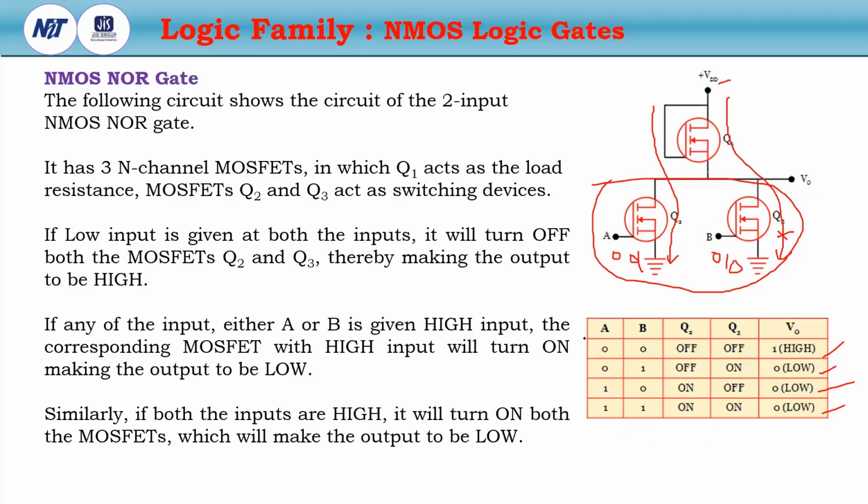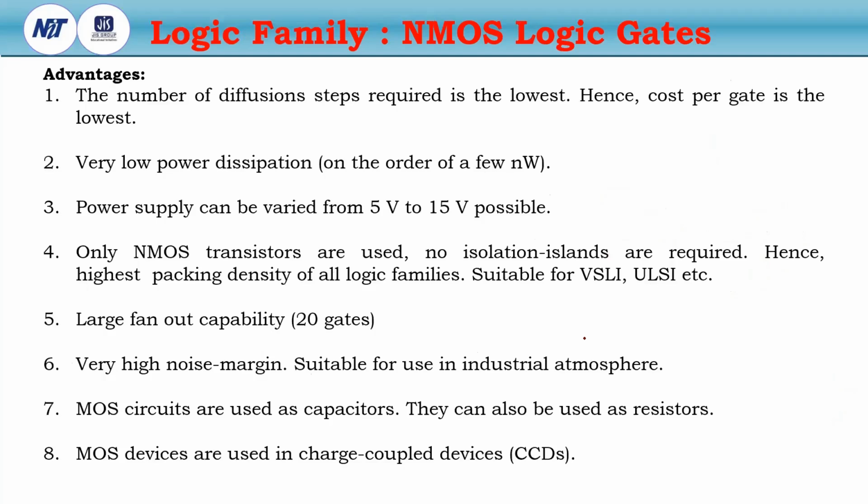Okay. So now the advantages of the NMOS, if we use it: the number of diffusion steps required is the lowest, hence the cost per gate is lowest. Low power dissipation, on the order of nanowatts. Power supply can be varied from 5 volt to 15 volt. Only NMOS transistors are used, no isolation islands are required. Hence the highest packing density of all logic families. Highest packing density. This is very important for the NMOS logic family.